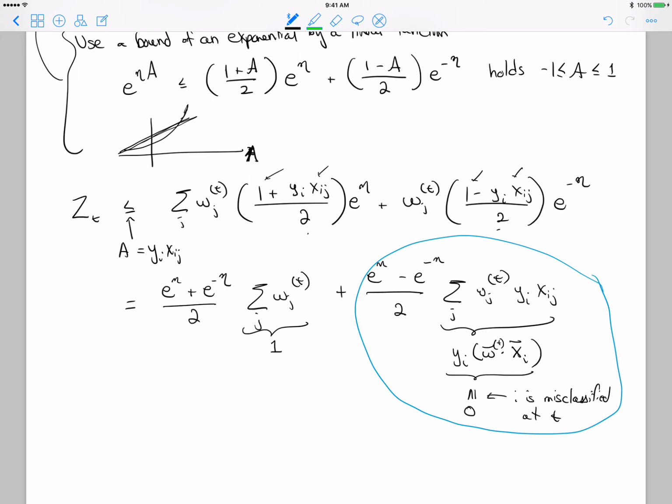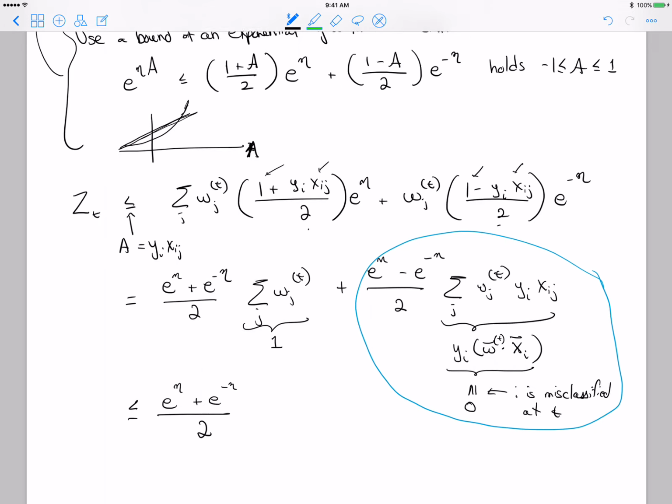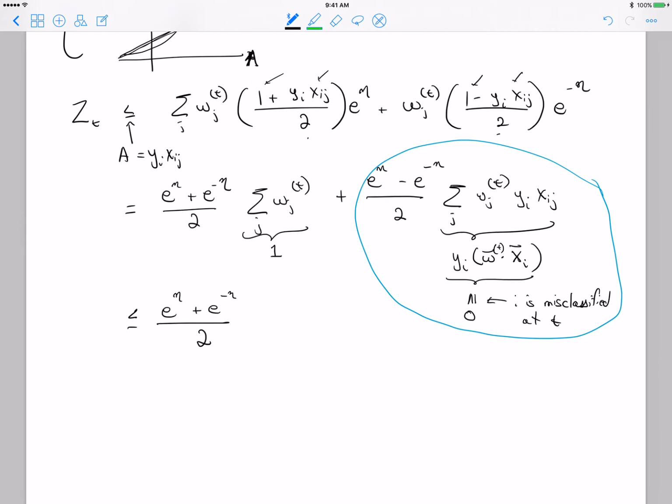Okay, so this thing is less than or equal to e to the negative eta, e to the eta plus e to the negative eta over 2. Cool. So what did I end up with? What I ended up with was ZT less than this thing over here. So I can take negative log of both sides. That's totally fair, but I have to obviously flip the inequality because it's negative. Okay, so that is the second step in the Winnow convergence bound proof.